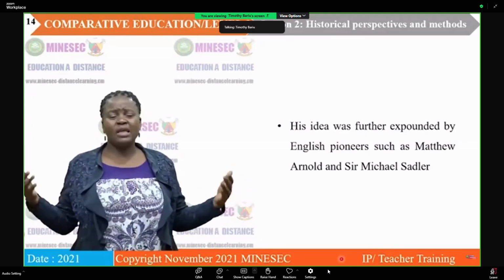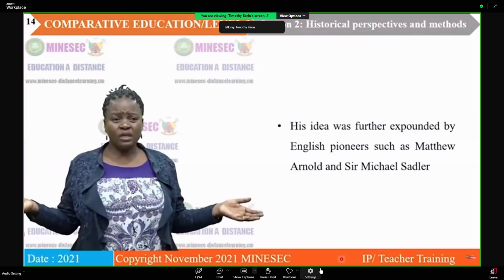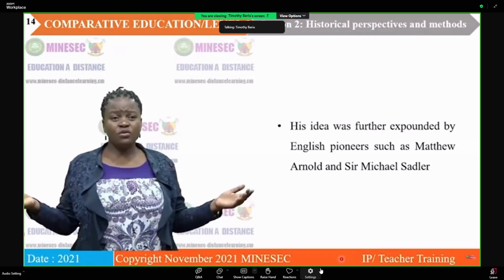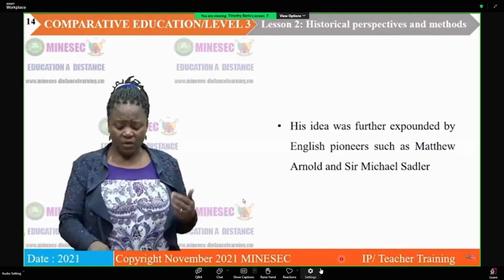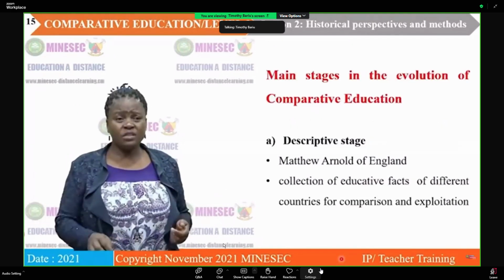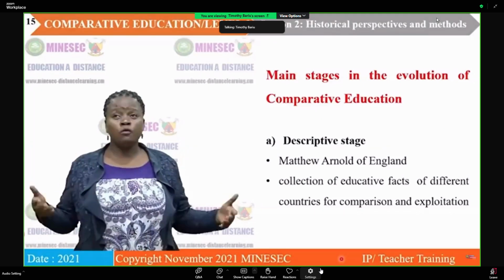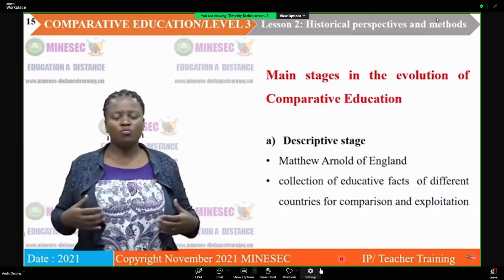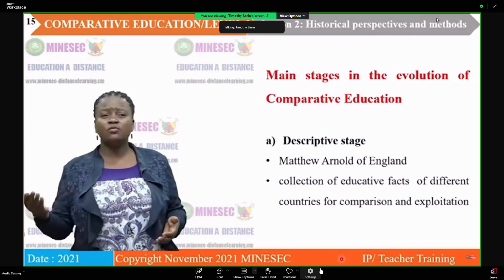like Matthew Arnold and Michael Sadler. These are English pioneers of comparative education. And when they used it, the notion of comparative education moved further, and this brought in much research. And we'll move on to see how it evolved.